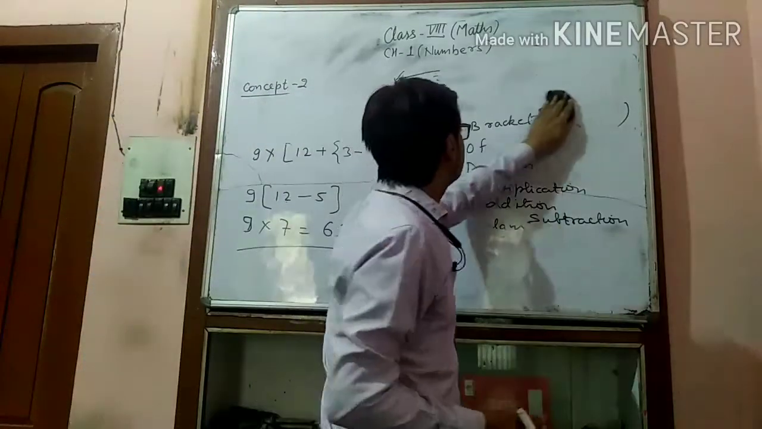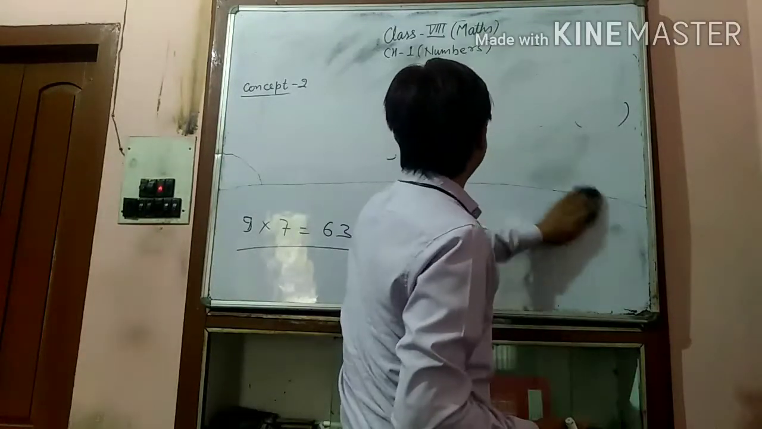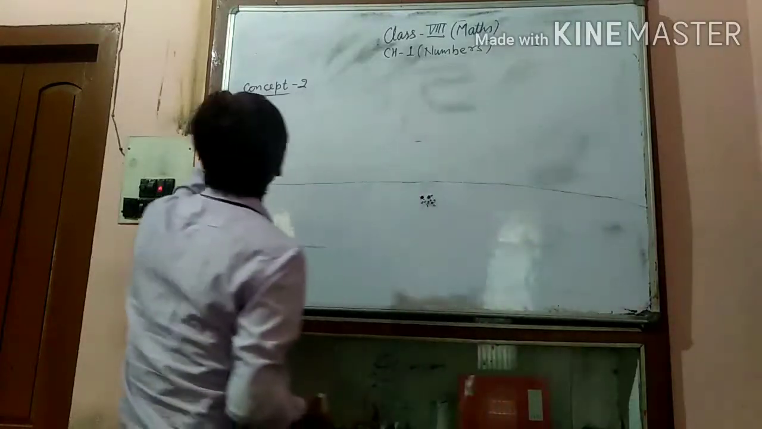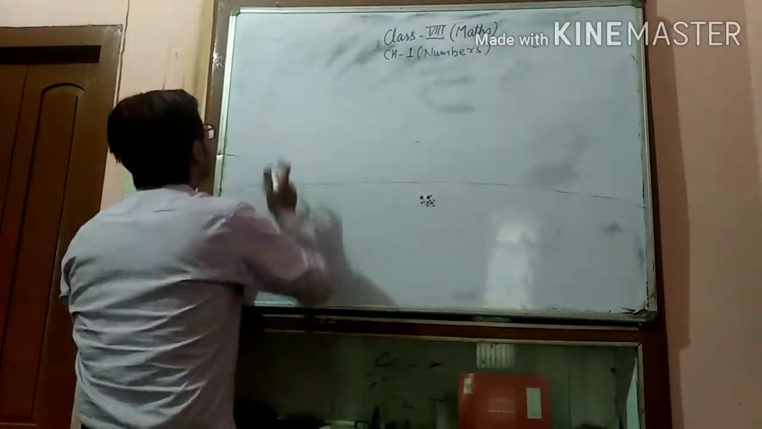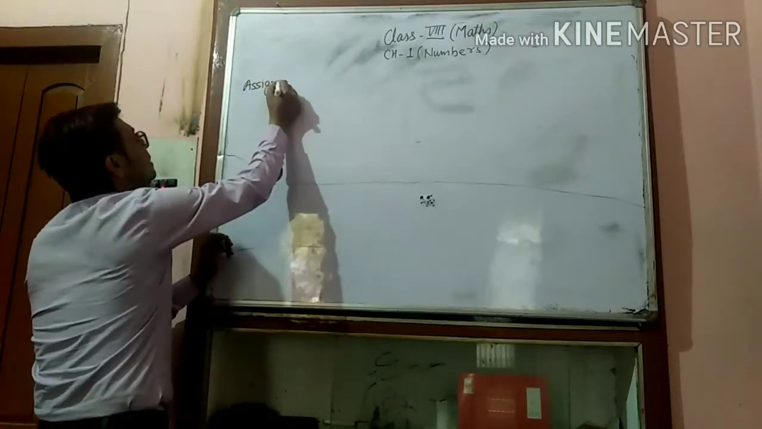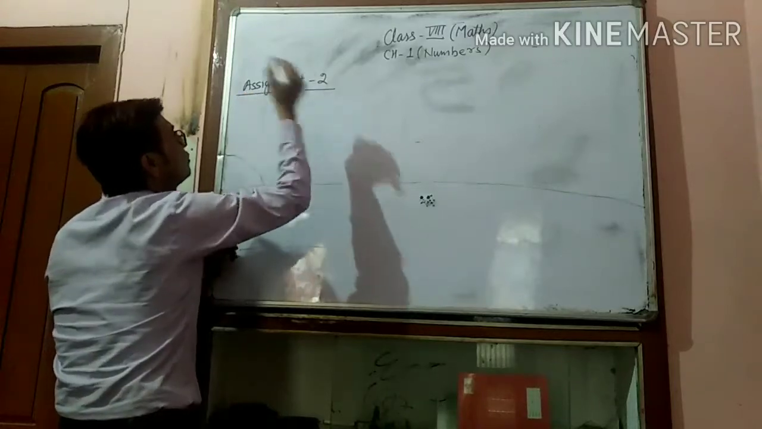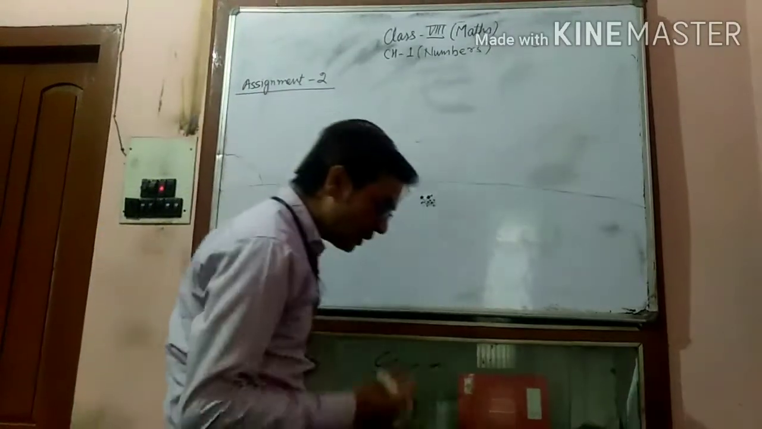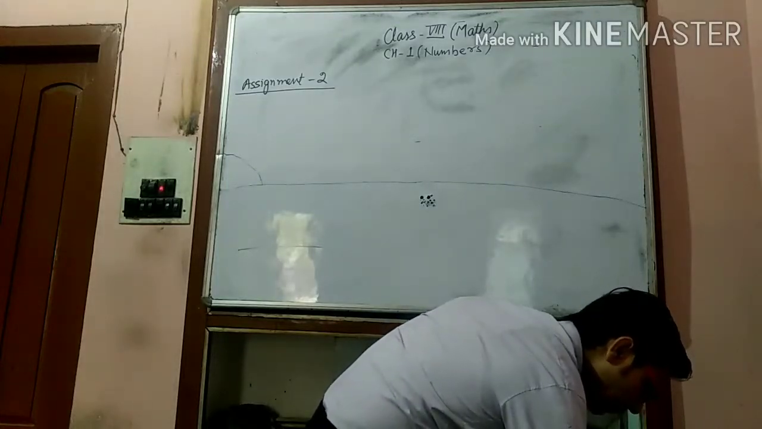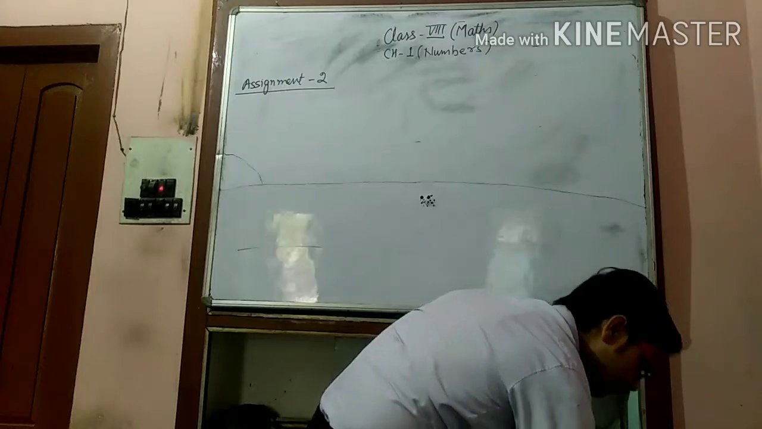Now come to assignment 2. According to assignment 2, the first question is: express the following numbers using brackets.